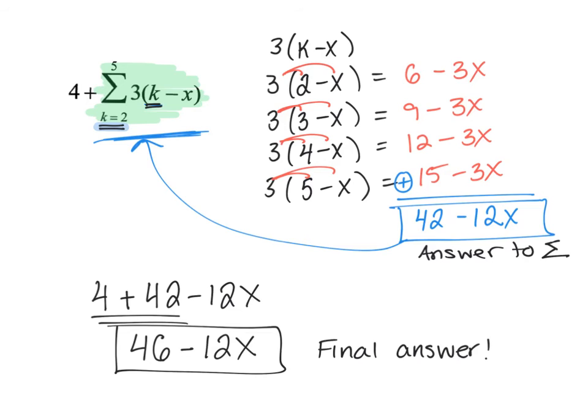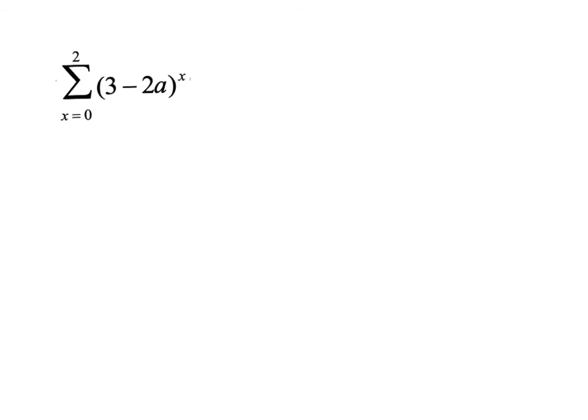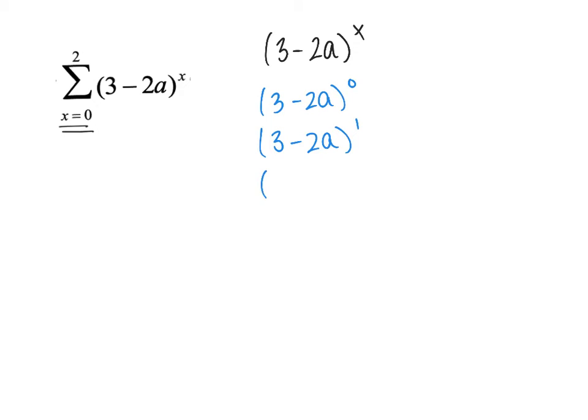All right, let's try one more. All right, so same concept. We're starting now with x equals 0 and ending at 2. X is here. We're not touching the a. So we have 3 minus 2a to the x. And I'm going to start with x is 0. So 3 minus 2a to the 0 power, 3 minus 2a to the first power, and 3 minus 2a to the second power. So I started with 0, I ended with 2. So 0, 1, and 2. And then we're going to simplify and add them together.